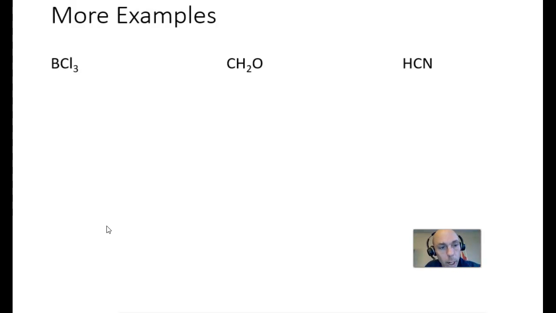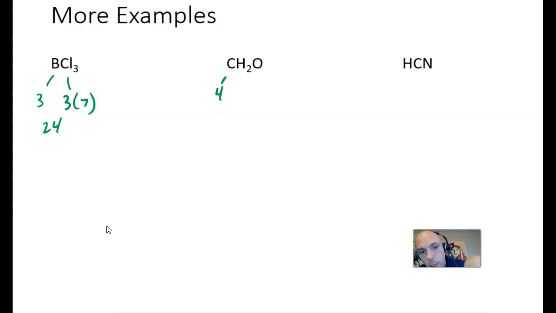All right, boron I know is in column 3 of the periodic table. It has 3 valence electrons. The first step, remember, is to calculate the total number of valence electrons available in all the atoms of the molecule. Chlorine, meanwhile, has 7. 3 plus 3 times 7 is 24. And I'll do each step for all 3 molecules at the same time.